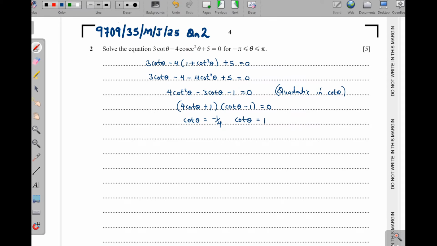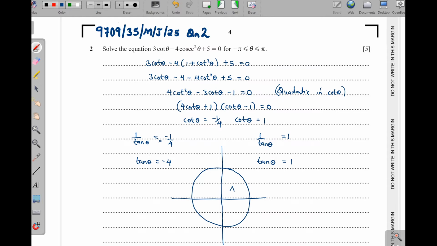To 0. Now cot, we know that it is 1 over tan. So 1 over tan theta is equal to negative 1 over 4. When we cross multiply, this means that tan theta is going to be equal to negative 4. And also here 1 over tan theta is equal to 1. So meaning tan theta shall be equal to 1. Then we are going to look at these 4 quadrants, the A, S, T, and C. Here we have pi over 2. Then here we have pi. You see?